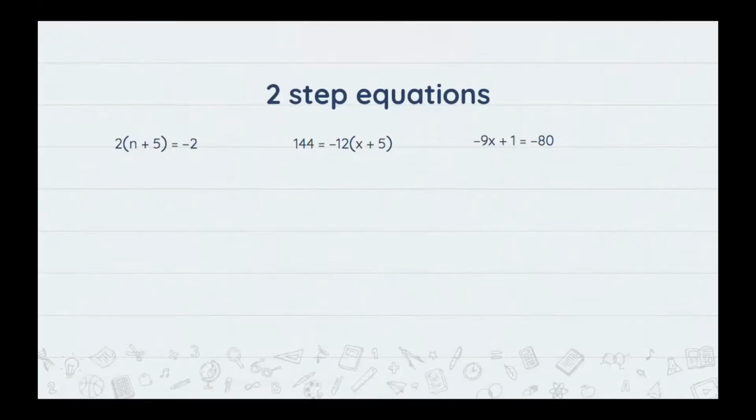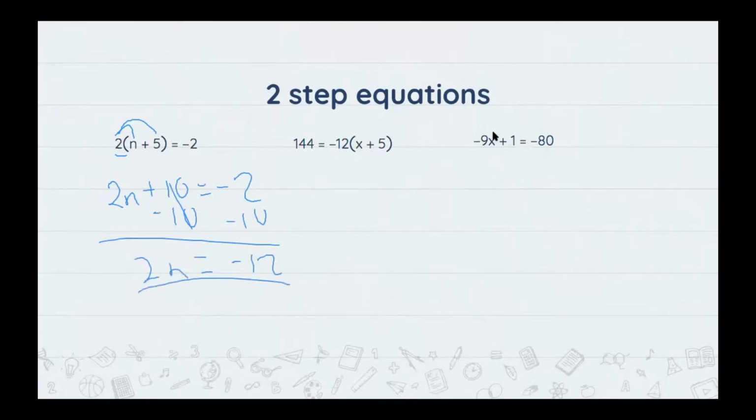So we would multiply 2 to n and 5. Oh, you're distributing first. So 2n plus 10 equals negative 2. Take away 10, take away 10. Negative 12. 2n. Now what would n be? 6. Well, negative 6. There we go. Okay, try the second one yourself.